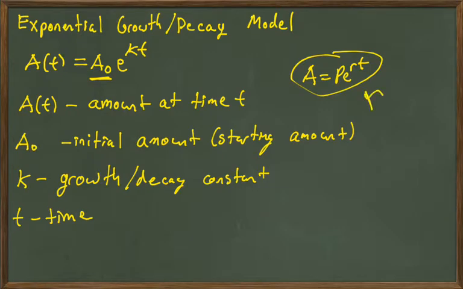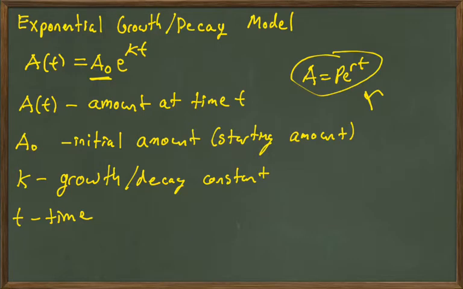A sub t is the amount at a certain time t. A0 or A naught, that's the initial amount or your starting amount. k is a growth or decay constant. So it's kind of like your interest rate, but a lot of times we won't be converting it into a decimal unless they explicitly tell you, hey, this is a percentage. And actually the first problem we're going to do has a percentage, so we'll kind of do the same thing as we did with the continuously compounded interest.